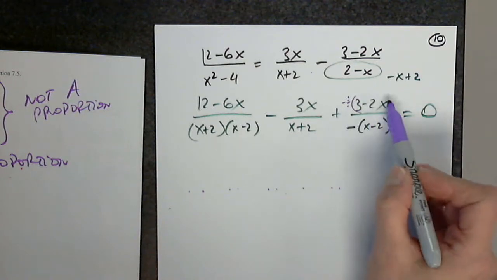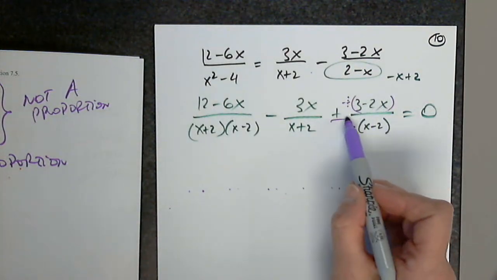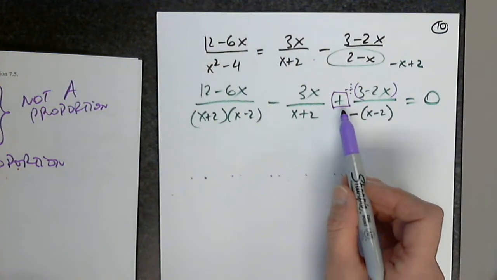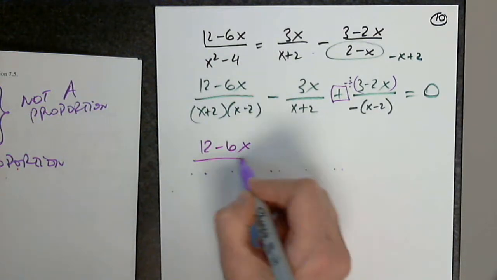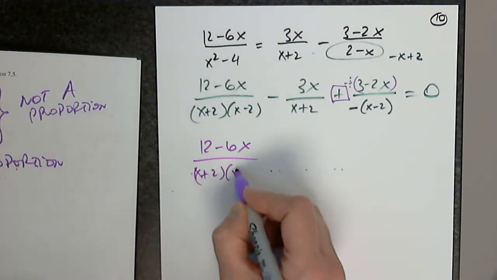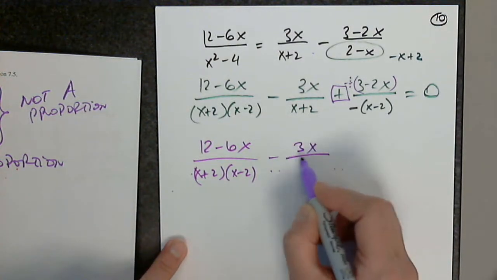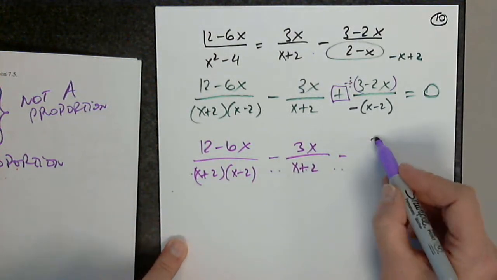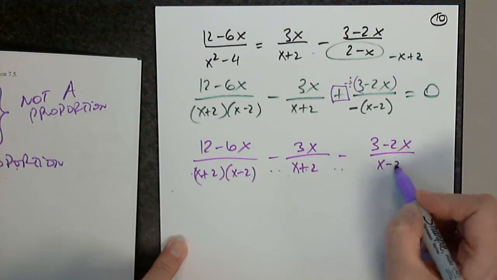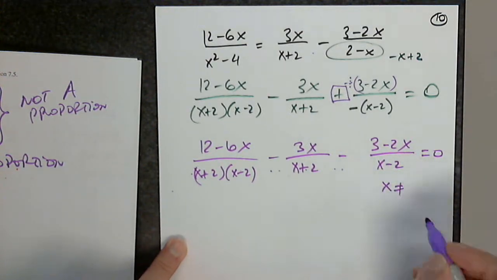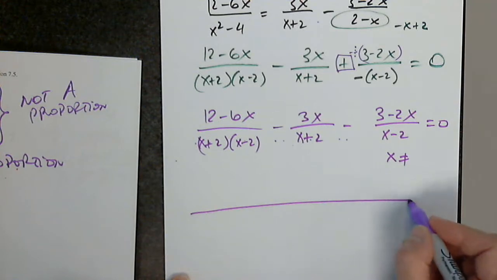The top here is positive, the bottom is negative, so this must change into negative. So 12 minus 6x over x plus 2, x minus 2 minus 3x over x plus 2, and minus 3 minus 2x over x minus 2 equals 0. And now I will write the two restrictions.